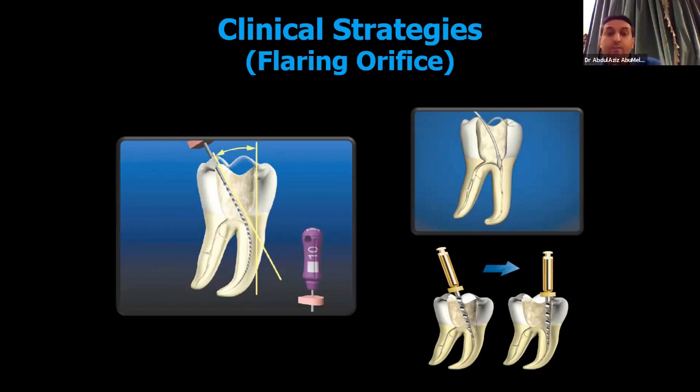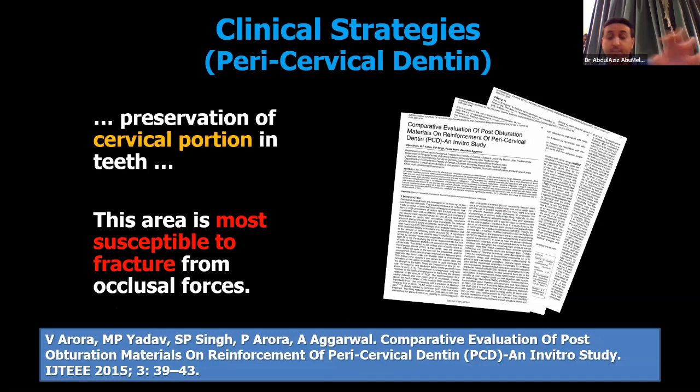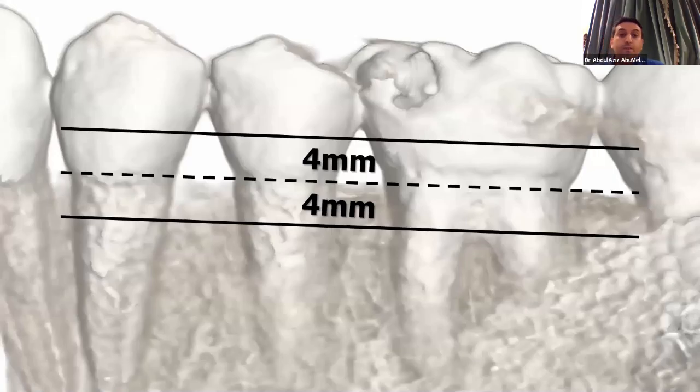Now, the importance of the pre-cervical dentin: this is the most susceptible to fracture from many studies. Most of the fractures and cracks happen in that area. So we want to be careful when we prepare these 4 millimeters up and down from the cemento-enamel junction and the cervical line. These are the areas where we have the ferrule effect that we want to preserve when we do the preparation. So we want to be very controlled. The pre-cervical dentin is more important than the diameter of the access. So this is the clinical strategy number two.